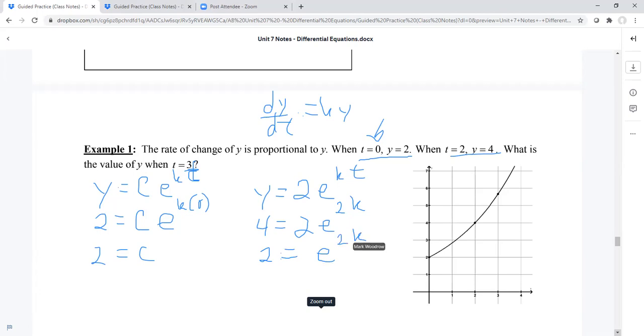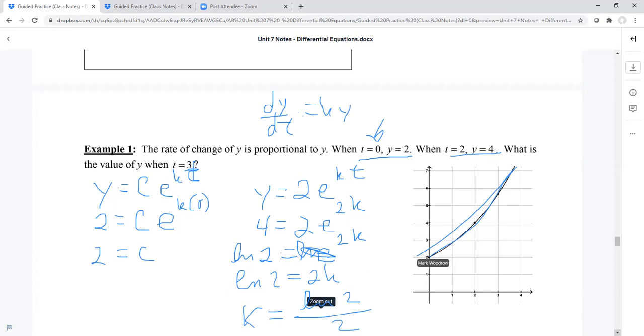Then we're going to have to get the 2k out of the exponent, which means we need a natural log because that undoes e. So these two cancel each other out. So I get 2k is going to equal the natural log of 2. So k is going to equal the natural log of 2 all over 2. Now that would be a positive, so this is a growth chart. I hope you can see over here that that's growing.